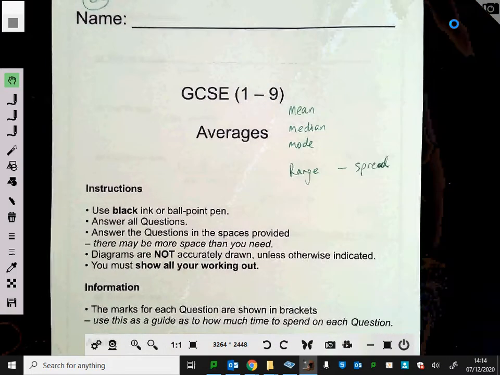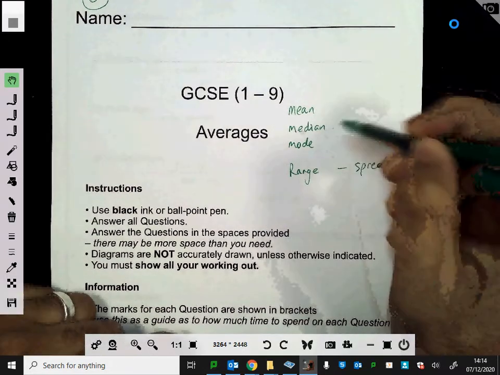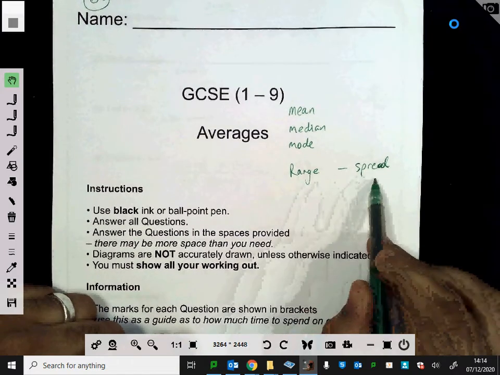Okay, so this video is video 62 on averages and the range. I'll be looking at the three averages: mean, median and mode, and the range, which is a measure of spread.